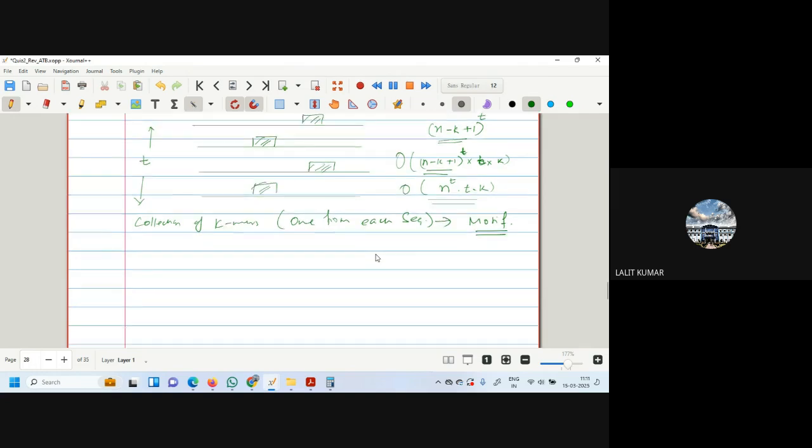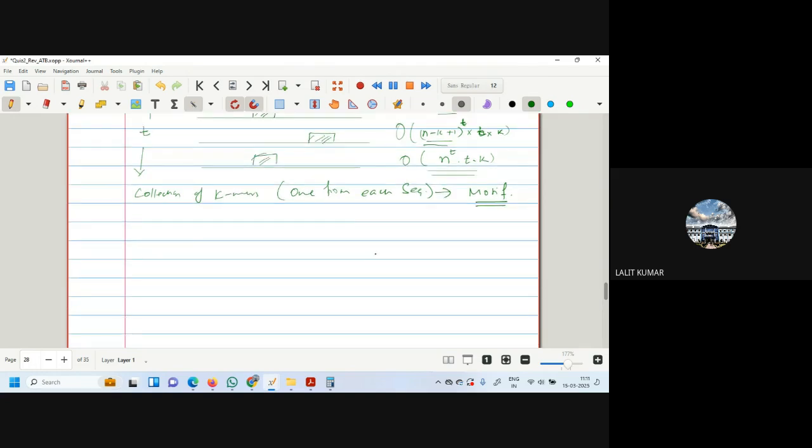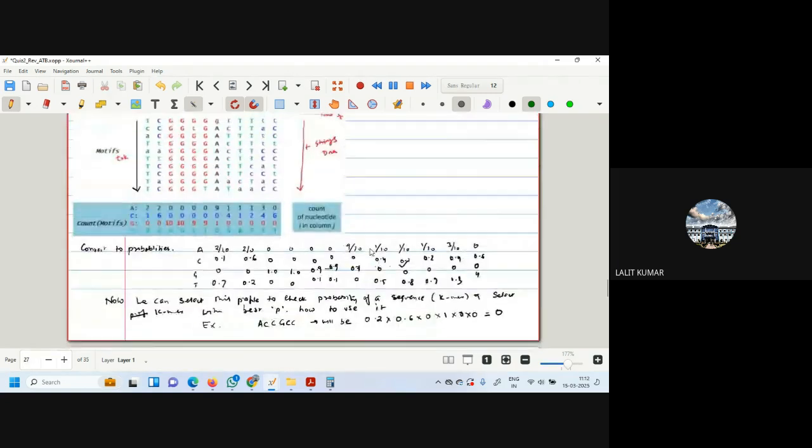Then we make these motifs which are there. This is one, this is second, this is third, this is fourth. Now we check their scores to find the best Kmer which is matching. So I just wanted to cover the meaning of motif, only that.